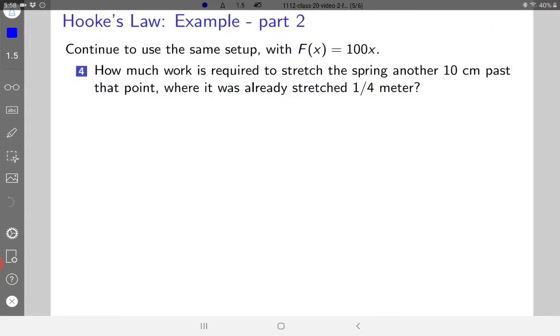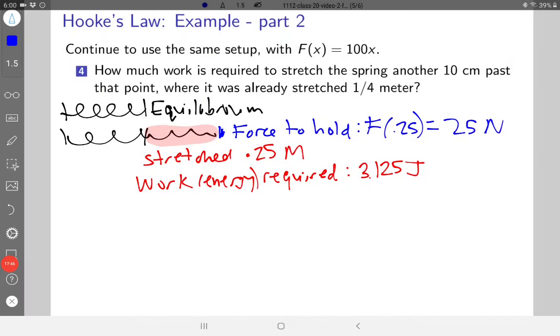Now let's say I'm at that stretched point, and I want to know how much work or energy is going to take to stretch it another 10 centimeters past that point. So just to lay out what we know so far, from the equilibrium position to stretch it out a quarter of a meter, or 0.25 meters, that's what the red highlighted part is there, that takes energy amounting to 3.125 joules. That's the work required to stretch it across to the end of that red region. Contrast that with the force required to hold it there. Once I get to that point, the force that I'm applying to keep it in that position, that's what the 25 newtons, that other answer we came up with, that's what that is.